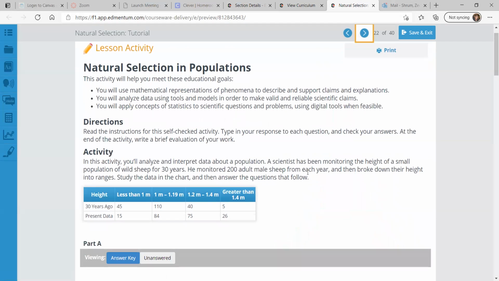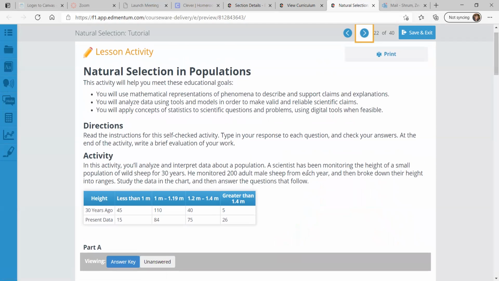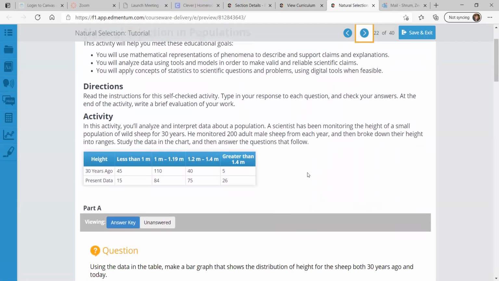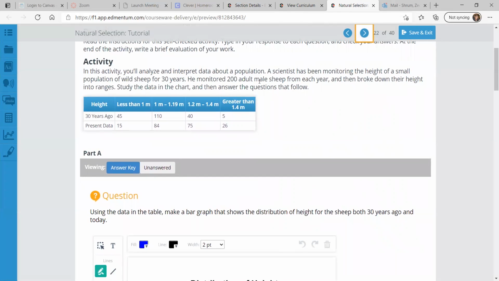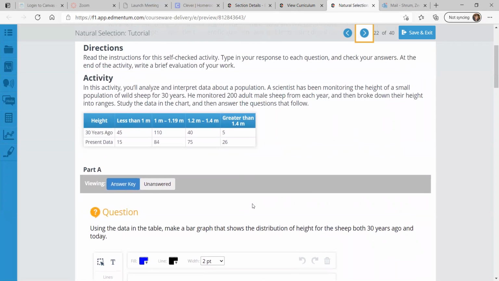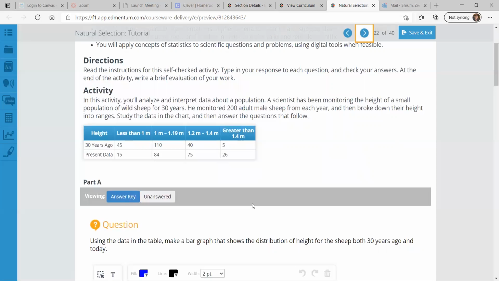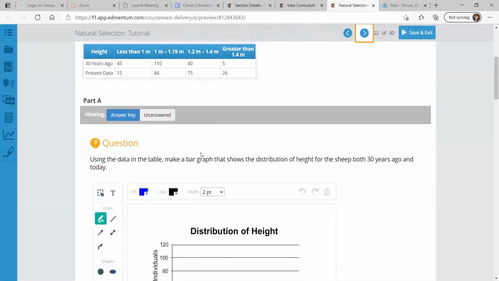Here we have a natural selection in populations activity. So we're given a set of data to analyze and interpret about a population. A scientist has been monitoring the height of a small population of wild sheep for 30 years. He monitored 200 adult male sheep from each year and then broke down the height into ranges. So let's see if we can use this to answer the questions below.